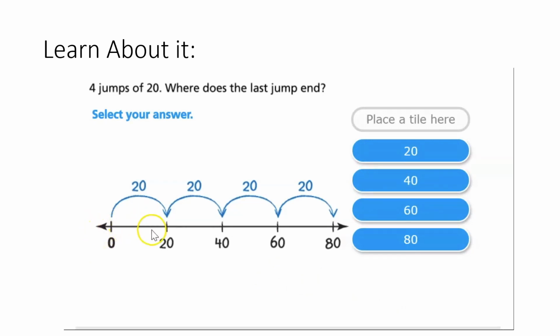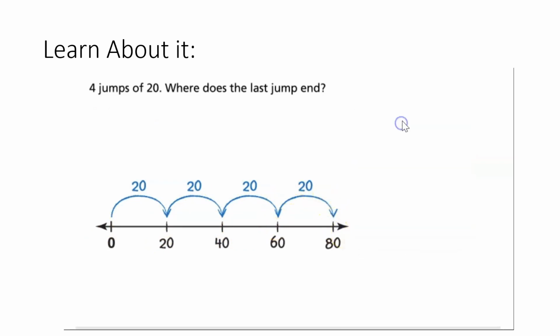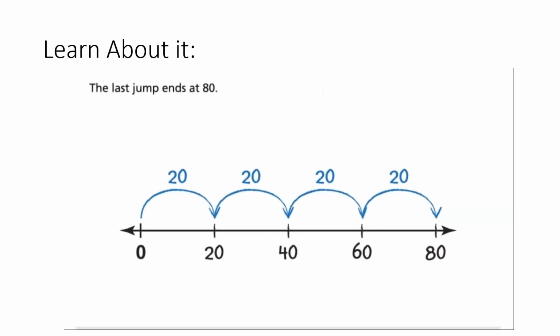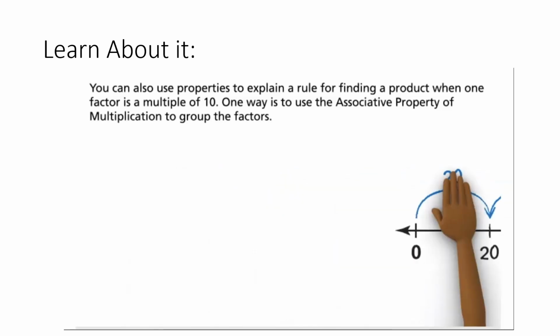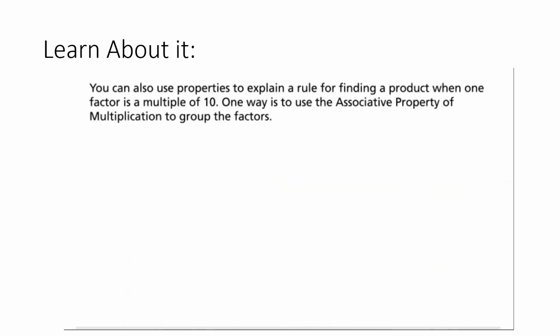Well, I see the first one ends at 20, the next one ends at 40, and then we have 60, and the last one is at 80. The last jump ends at 80. You can also use properties to explain a rule for finding a product when one factor is a multiple of 10. One way is to use the associative property of multiplication to group the factors.